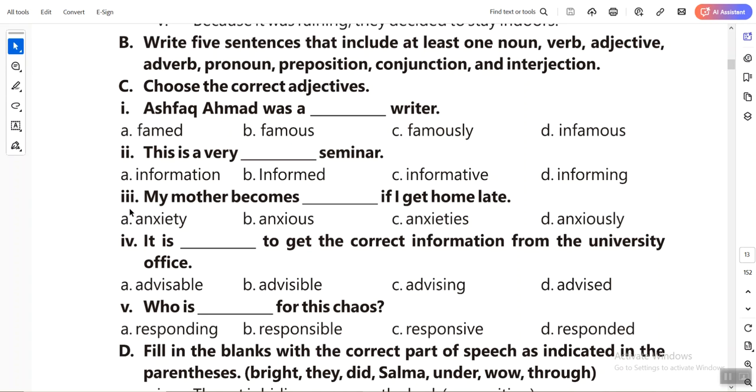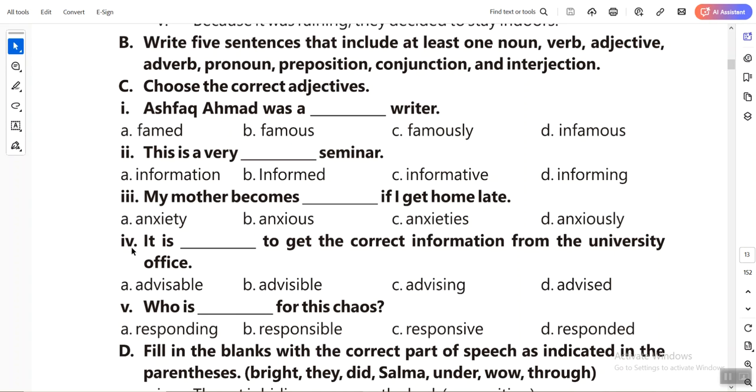Then sentence number 3, my mother becomes dash if I get home late. And you have 4 options again: anxiety, anxious, anxieties, anxiously. So the answer will be B option, anxious. My mother becomes anxious if I get home late. B option is the right one.